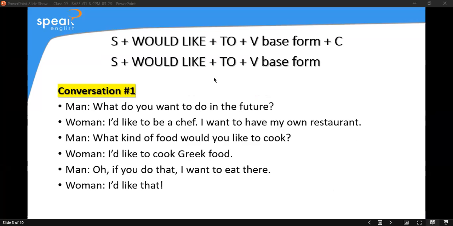Man: What do you want to do in the future? Tatiana, can you help me with the woman part? Just read the sentence, please. The conversation number one. Yes, you are the woman. Woman: I'd like to be a chef. I want to have my own restaurant. Man: What kind of food would you like to cook?